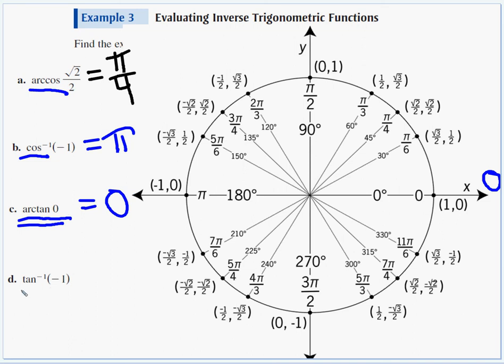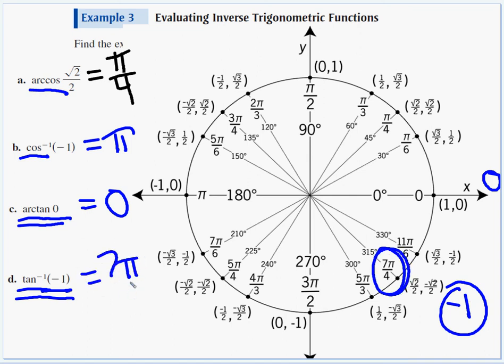All right, next up, tan inverse of -1. Remember, everything's positive in the first quadrant, so this has to be in quadrant 4. And our tangent value, you'd see a -1 right here. So what angle made it happen? Oh, that answer is 7 pi over 4, right?